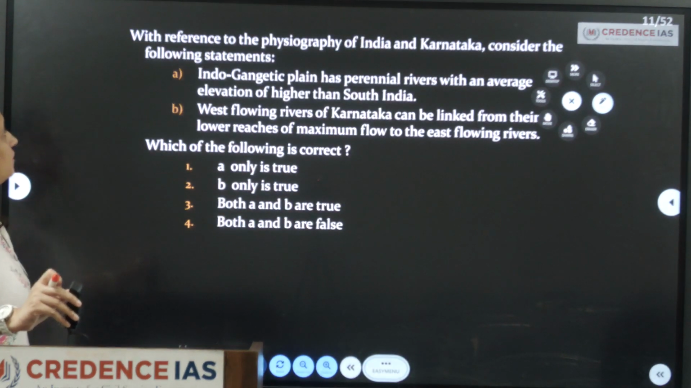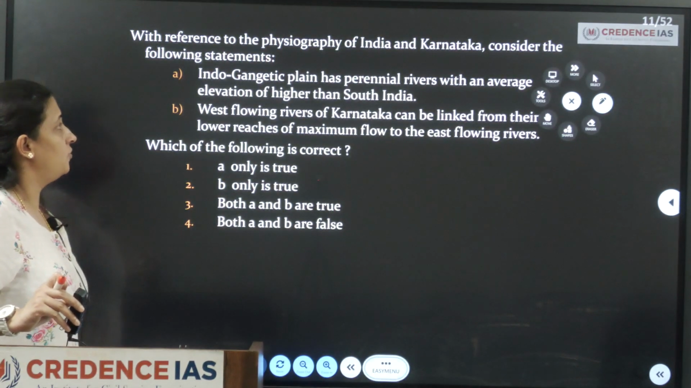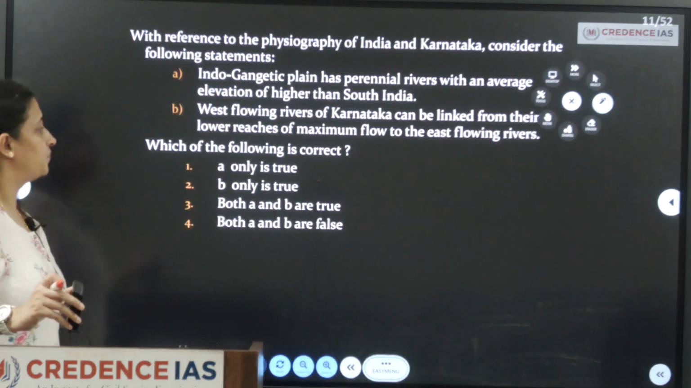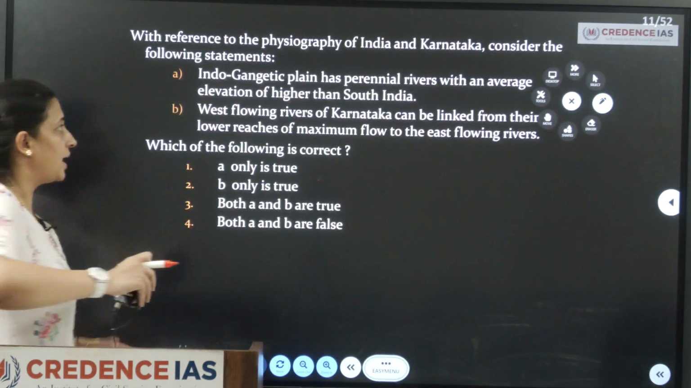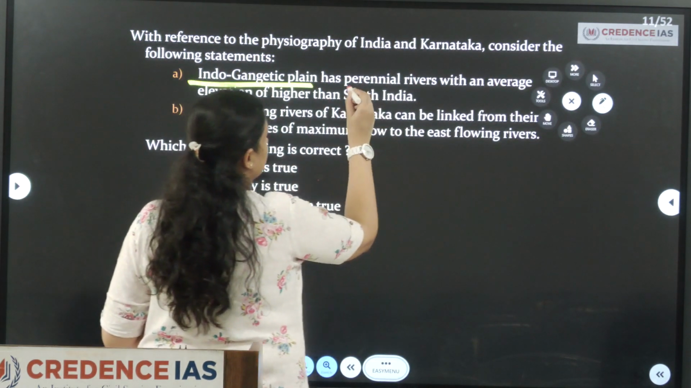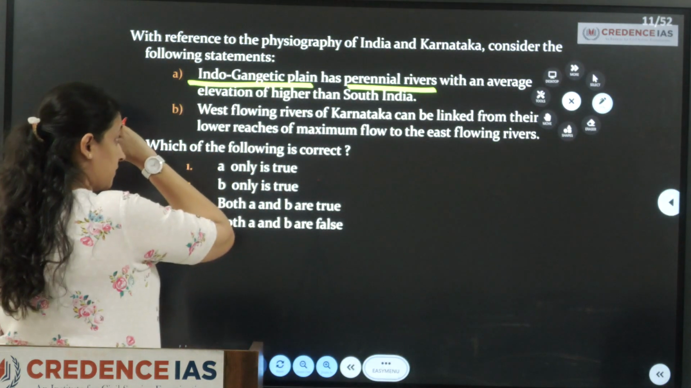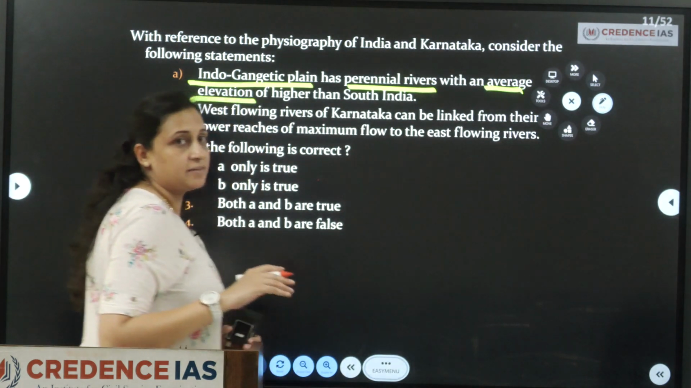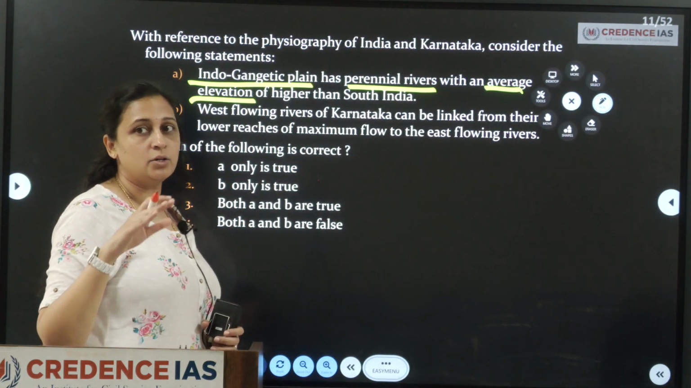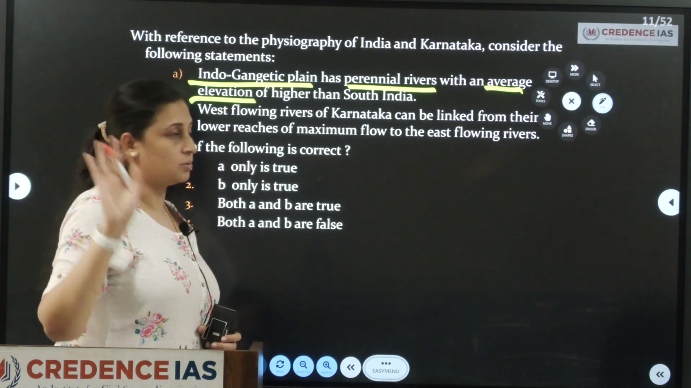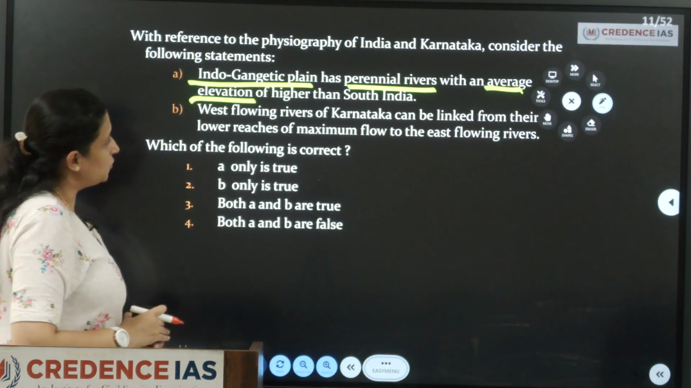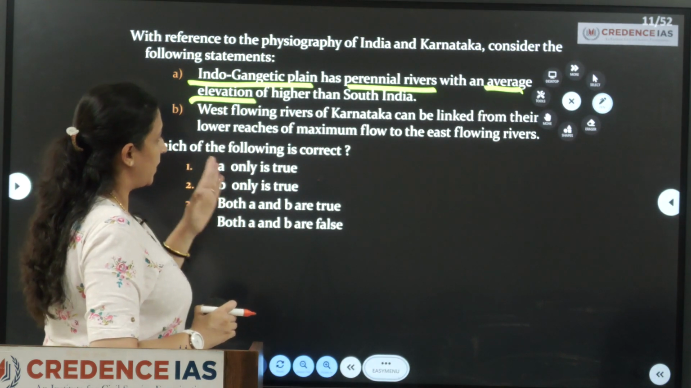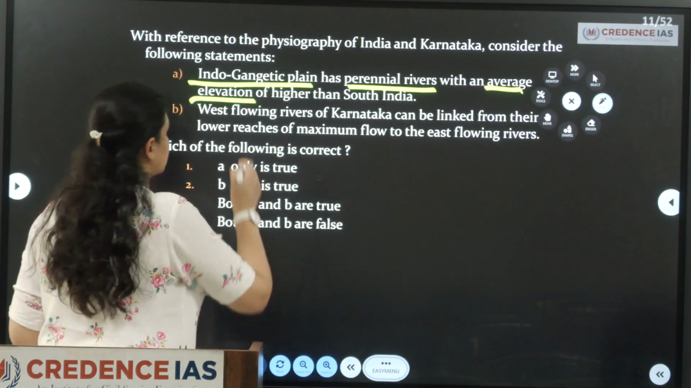With reference to the physiography of India and Karnataka, consider the following statements. Indo-Gangetic plain has perennial rivers with an average elevation higher than South India. Average elevation means compared to sea level, to what extent they are in height. West flowing rivers of Karnataka can be linked from their lower reaches of maximum flow to the east flowing rivers.